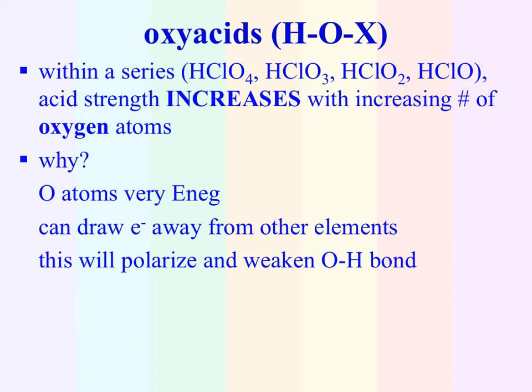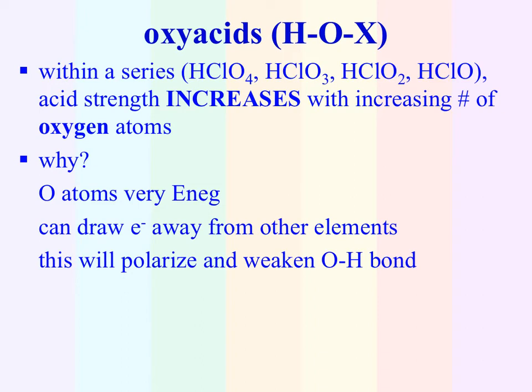And why is this? That's because oxygen atoms are very electronegative, and so the more oxygens you have in the molecule, the more they're able to draw electrons away from the other elements, hydrogen being one of them. This is going to polarize and weaken the OH bond and subsequently make it where the hydrogen is easily ionized and allows this oxyacid to behave as an acid.